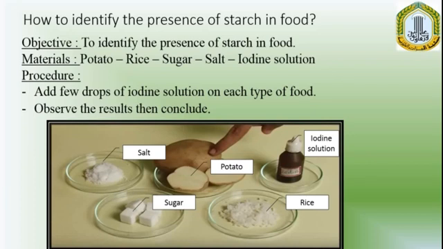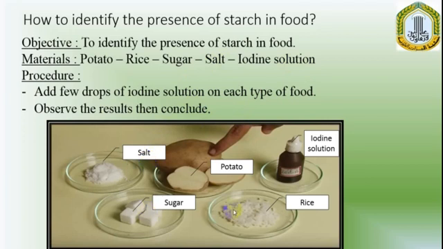Do you think that all the food we consume contains starch? Let us perform an experiment on different types of food to test the presence of starch in each. So, our objective is to identify the presence of starch in food. The foods that we are going to use are potato, rice, sugar, and salt. The iodine solution will be used as a reagent that identifies the presence of starch.